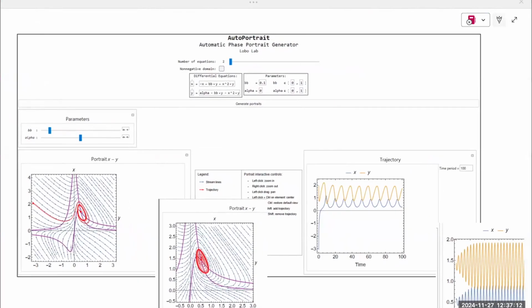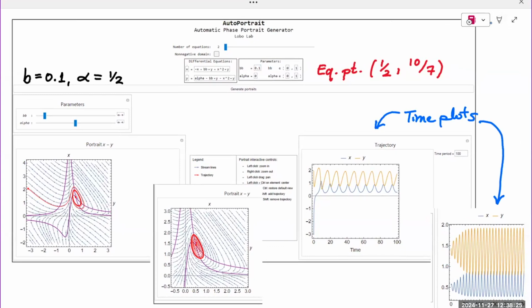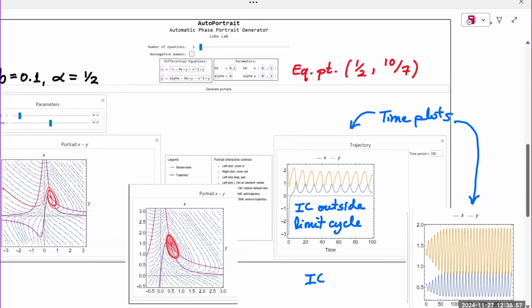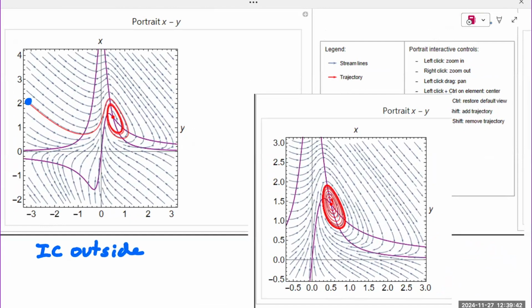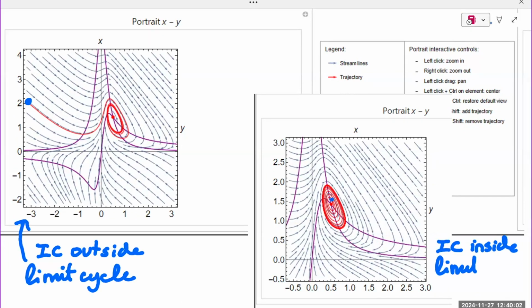Let's look at the alpha equal 1/2 case. Here, our equilibrium point is (1/2, 10/7). And I've plotted two different cases where our solution trajectory starts outside the limit cycle and inside the limit cycle close to our equilibrium point. So you can see first that with the time plots, in both cases, the solution is clearly approaching a stable limit cycle, and we see that through these stable oscillations. For our phase portraits, for the left one, I've started my initial condition outside the limit cycle, and for the right one, the initial condition is inside the limit cycle.